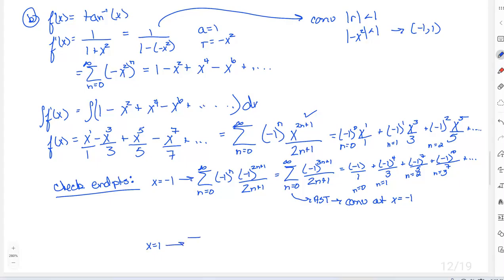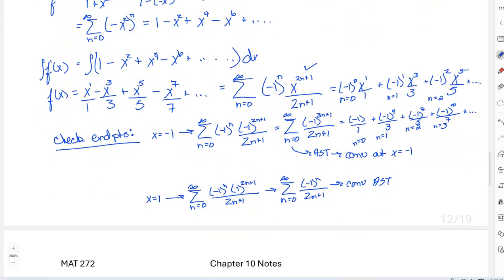And then if we plug in 1, sum n equals 0 to infinity. Remember, I'm plugging 1 in for x. So I've got -1 to the n times 1 to the 2n plus 1 over 2n plus 1. Again, this is an alternating series. So this is -1 to the n over 2n plus 1. And this is going to converge by alternating series test as well. So for this guy, my interval of convergence is -1 to 1, including both of those endpoints.